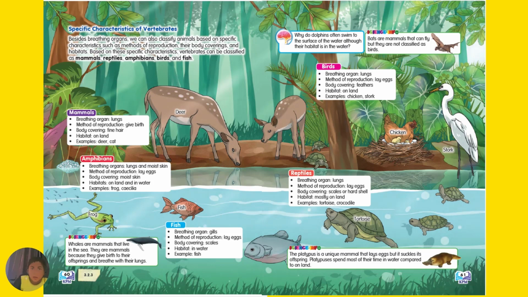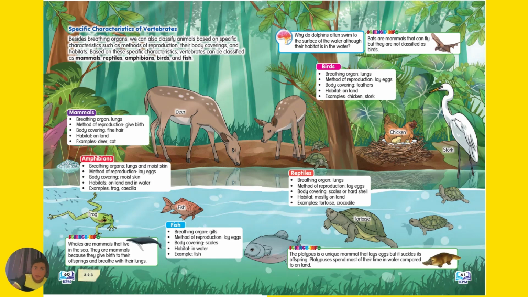Inilah soalan yang cikgu tanya tadi. Jawapannya ada di atas. Bats are mammals. Bat boleh terbang kan? Kelawar boleh terbang. Bats are mammals that can fly, but they are not classified as birds. Okay, they are not classified as birds. They are mammals because bats give birth, and they have lungs. Sebab itu kita dipanggil sebagai mammals.